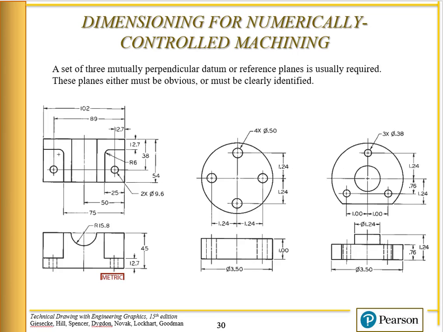For dimensioning for numerically controlled machines, each part has 3 mutually perpendicular datum planes, and these planes must be obvious or clearly identified. So that's how we would do that.